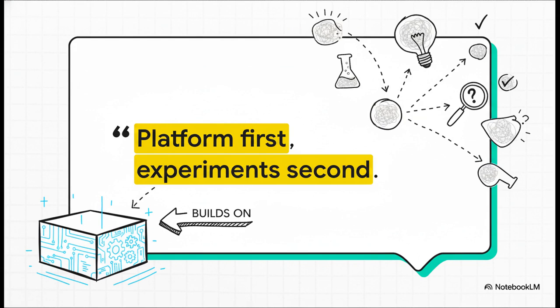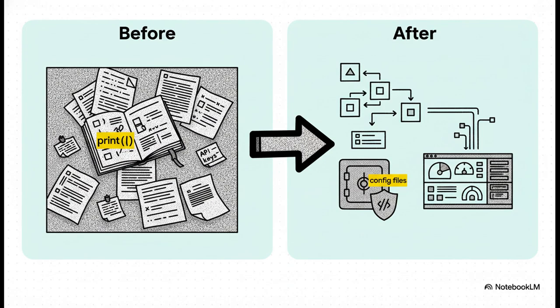Because when you run those experiments on a proper platform, they'll be faster, more reliable, and you'll actually be able to trust the results. And this slide really just sums up that entire mindset shift. It's about graduating from print statements to structured logging, from hard-coded API keys to config files. And it is definitely about moving away from files named final_version3_I swear this is it.ipynb to proper version control with Git.